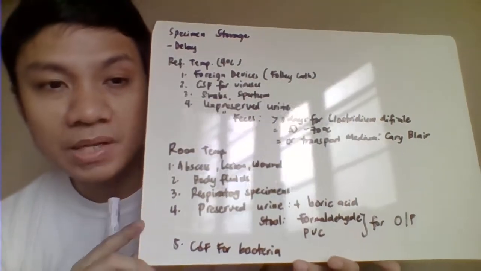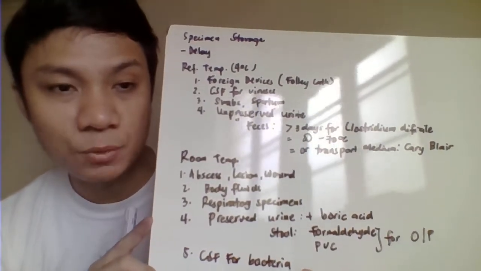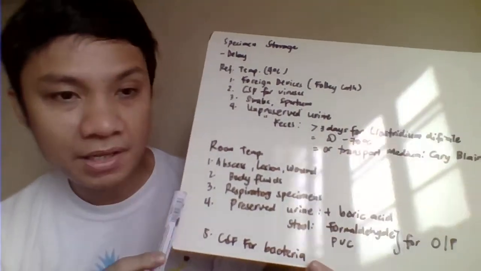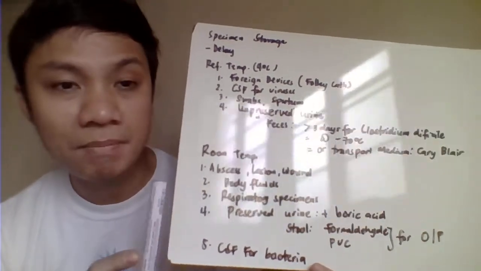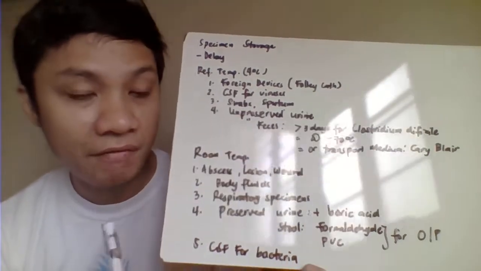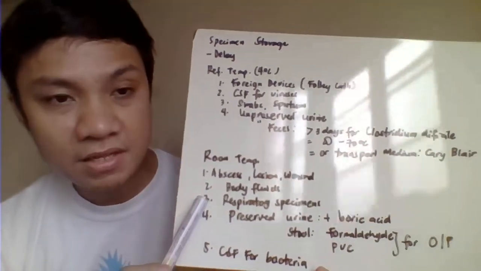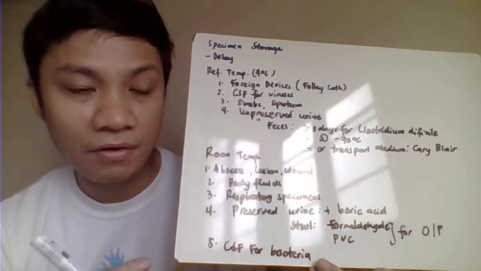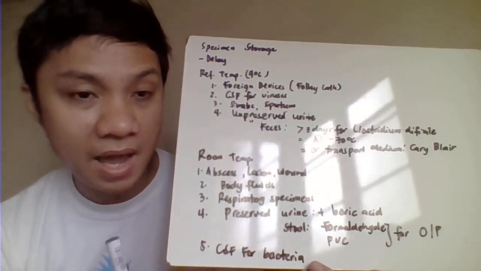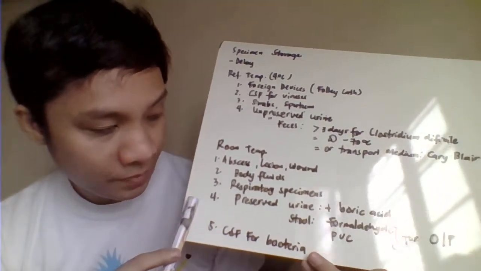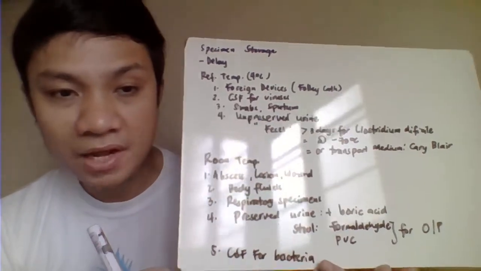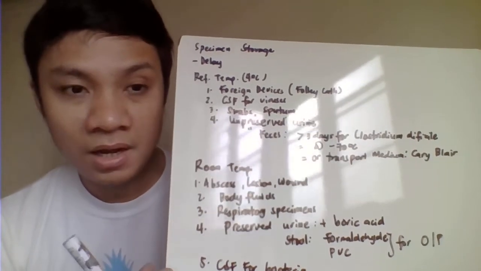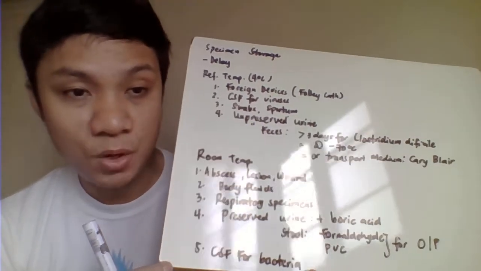On the other hand, the following specimens could be stored at room temperature prior to processing. You could have the abscess or wound, lesion. They should be at room temperature only. Never ever refrigerate these. You have also the different body fluids, respiratory specimens, including your oropharyngeal swab, OPS, NPS, throat swab, and the like. And the preserved urine and preserved stool sample are stored at room temperature.